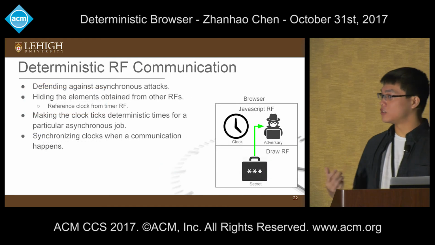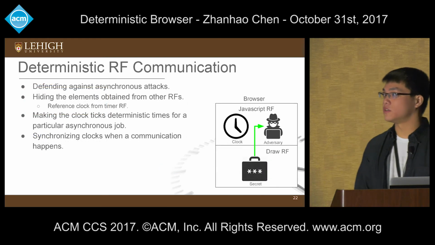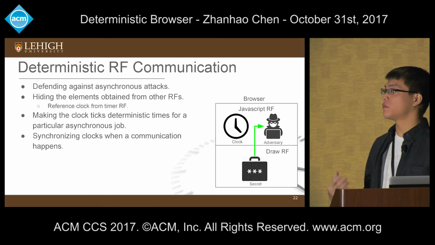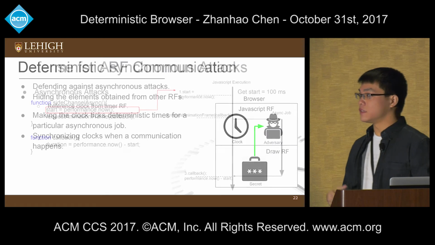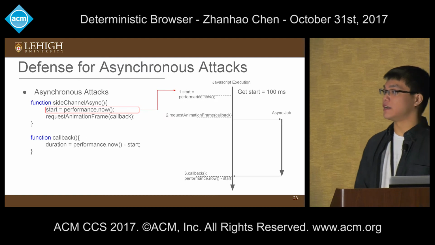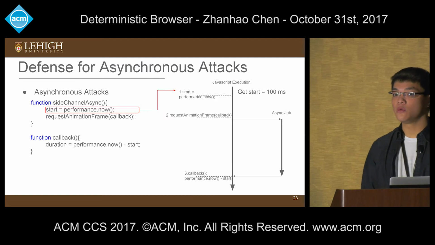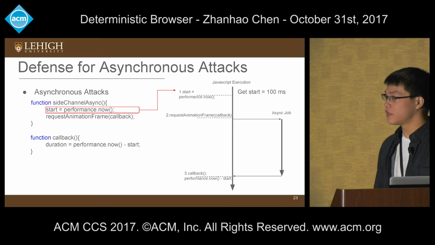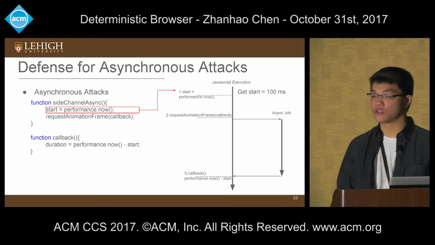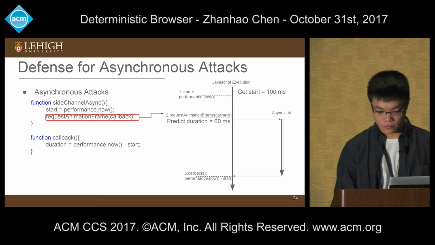Suppose there are 100 opcodes before the attack. So the first performance.now will always return 100 milliseconds. And when the adversary wants to assign an asynchronous job, we will predict how long it takes to finish that asynchronous job. Suppose we predict the duration to be 60 milliseconds.